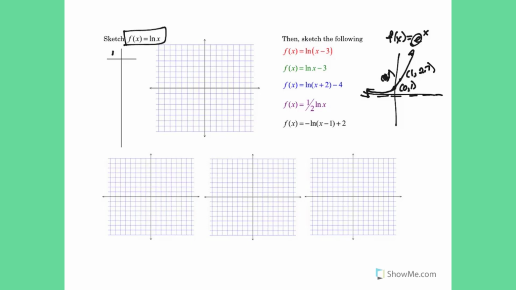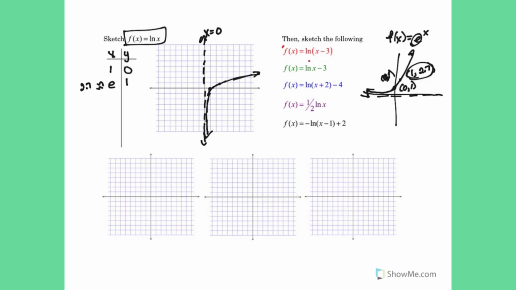So we know we have the point 1, 0. We know we have the vertical asymptote of x is equal to 0. And then we just would have e and 1. And remember, e is approximately 2.7. So if I go out almost 3 and up 1, remember all these graphs have the same basic shape. It's just the base that makes it turn differently.